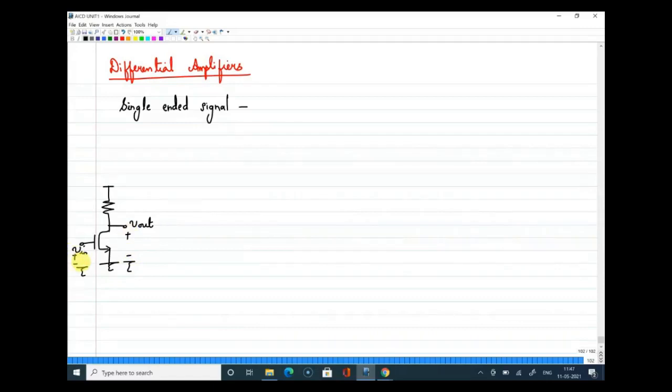So a single-ended signal means whenever we measure a voltage, the voltage is measured with respect to a fixed potential. Single-ended signals are in general measured with respect to a fixed voltage or fixed potential, right? So what do you mean by that? In the circuit diagram where I have drawn this CS amplifier, you can see that output voltage is measured from the drain with respect to ground, where ground is a fixed reference point.